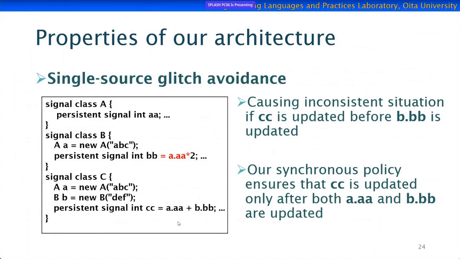Another property is its single source glitch avoidance. In the left code, the persistent signal CC depends both on A.AA and B.BB, and B.BB also depends on A.AA. This will cause an inconsistent situation if CC is updated before B.BB is updated. Using the proposed update policy such as single source bufferless synchronize, it ensures that CC is updated only after both A.AA and B.BB are updated. All their updates share the same timestamp, so glitches can be avoided in our architecture.